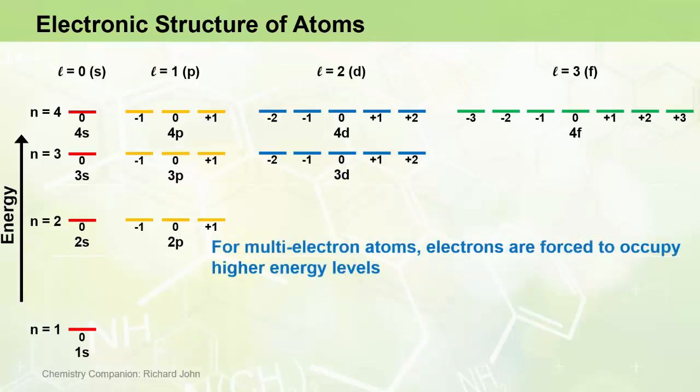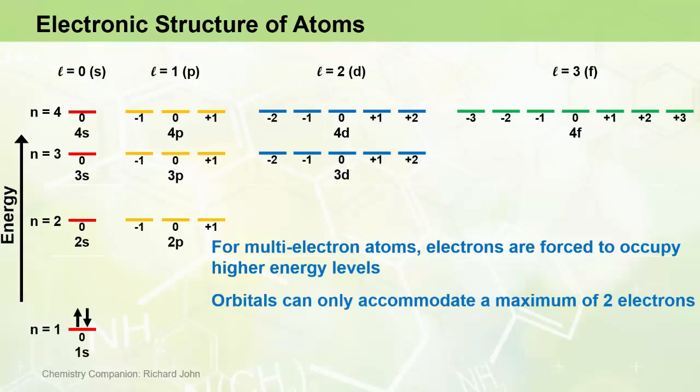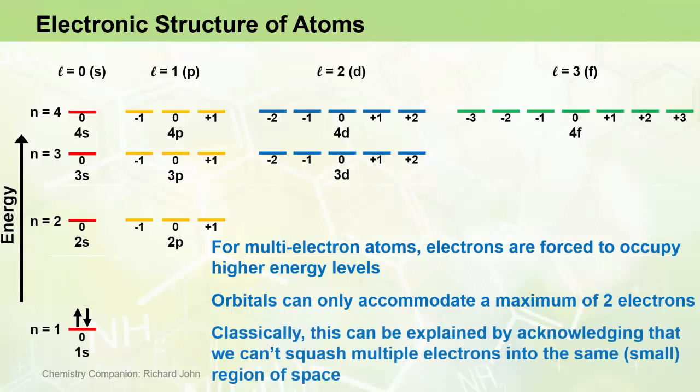For multi-electron atoms, as we get more and more electrons in the electron clouds of atoms, the electrons are forced into higher and higher energy levels. It turns out, for reasons we'll go into in the next video, that any single orbital can only accommodate a maximum of 2 electrons. And again, if we consider that an orbital is just a region of space, we can explain this using classical physics by acknowledging that it simply becomes more and more difficult to squash multiple electrons into the same small region of space close to the nucleus, particularly when these electrons all have a negative charge and tend to want to repel each other.